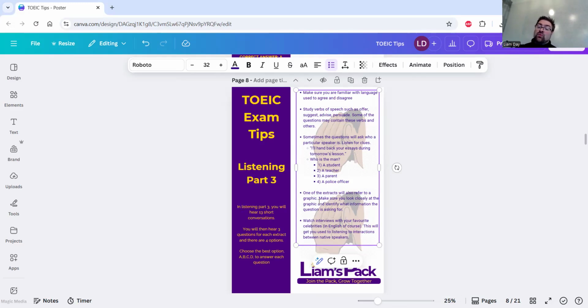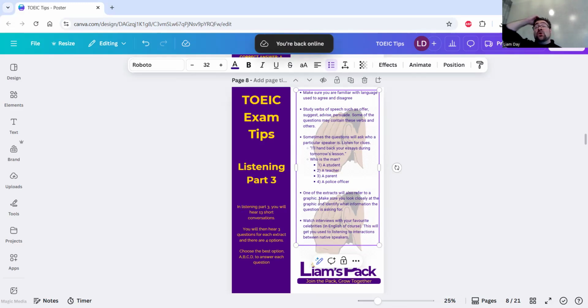On each page, one of the extracts will refer to a graphic. What I mean by a graphic could be something like a map, a price list, a timetable, something like that. Make sure you look closely at that graphic and try to identify what information the question is asking for.